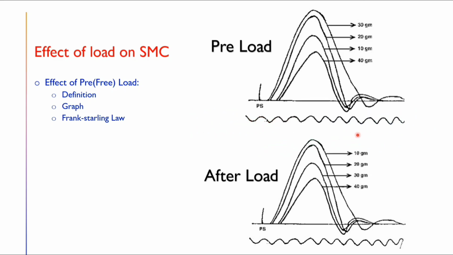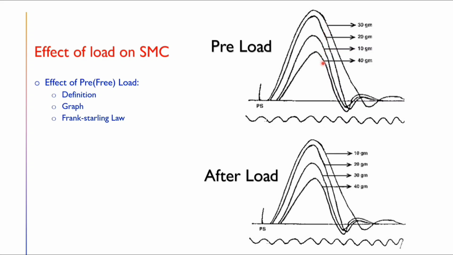Now remember, whenever we load the muscle, the initial length increases. So from 10 gram, if the muscle was stretched up to 6 centimeter, at 20 gram it will stretch to 7 centimeter, at 30 gram it will stretch to 8 centimeter. So more loading means more stretching of muscle. Now according to Frank-Starling law, the more the stretching of the muscle, the force of contraction will also increase. So increasing the load stretches the muscle, and the more the stretching of the muscle, the more forceful the contraction. So that is why initially it increased, then it decreased.